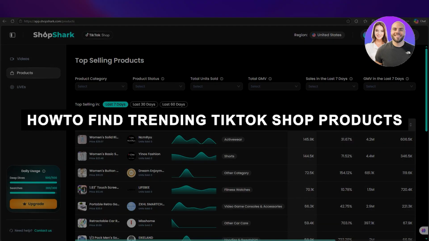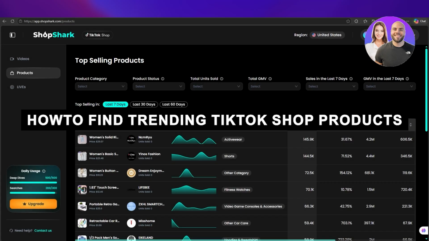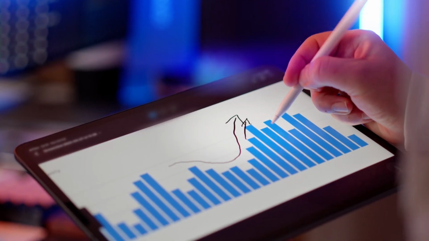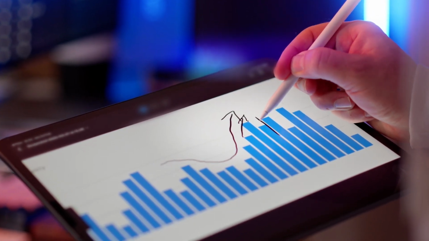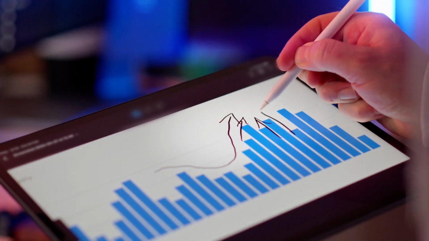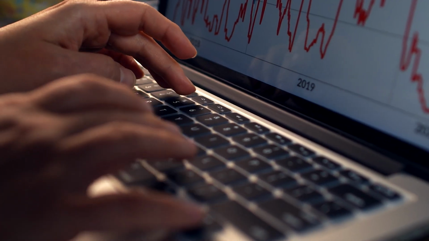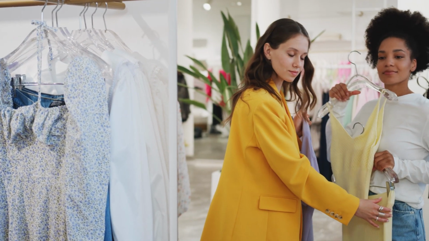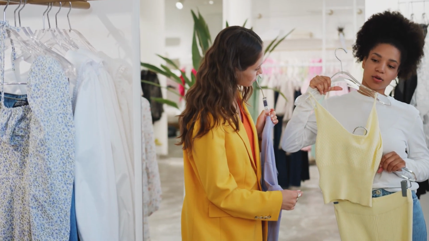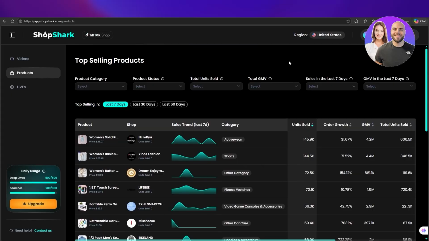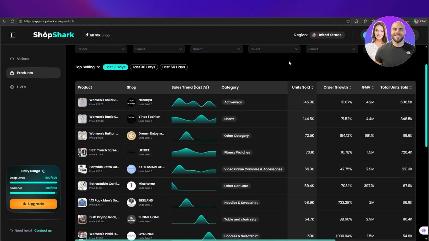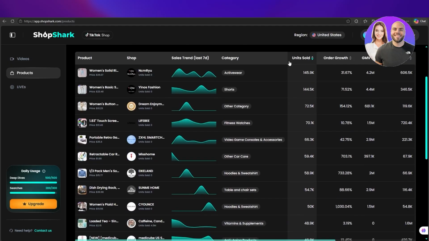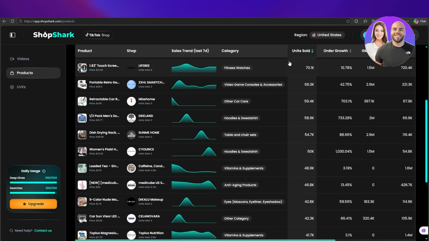How to find TikTok Shop trends, viral products, and videos. ShopShark tutorial. Now, most people find winning TikTok Shop products way too late. By the time they notice a product is trending, thousands of other sellers are already copying it. But in this video, I'm going to be showing you how to find TikTok Shop trends early using ShopShark.